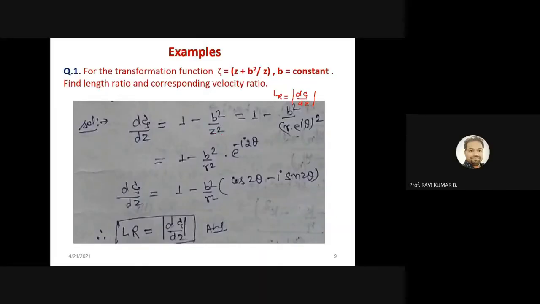So if you rearrange, you will get e to the power minus 2i theta. Then e to the power i theta, you expand, that is known as cos theta plus i sine theta. Here it is negative, so cos 2 theta minus i sine 2 theta, you can write in place of e to the power minus 2i theta. So you got d zeta divided by dz is equal to 1 minus this term, cos 2 theta minus i sine 2 theta. So length ratio will be the modulus of this. That's the first answer. Up to here, any doubt?